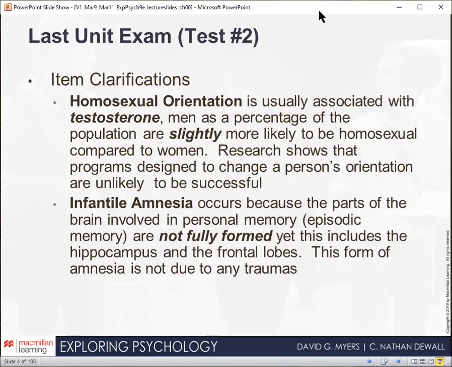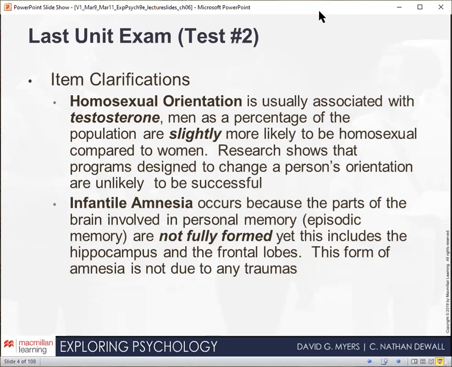So when it comes to sexual orientation, there's very little difference between men and women in the population as a whole. The numbers are rather small, but men seem to be slightly more probable of being homosexual than females. But when it comes to changing sexual orientation, the programs that have been presented out there do not work. They're not successful in trying to accomplish a switch in someone's orientation. And then finally, we have infantile amnesia.